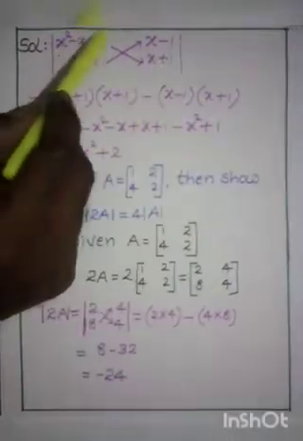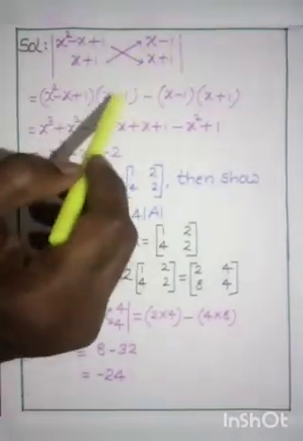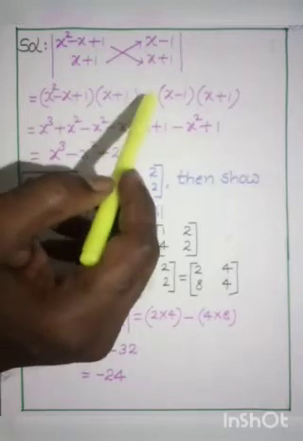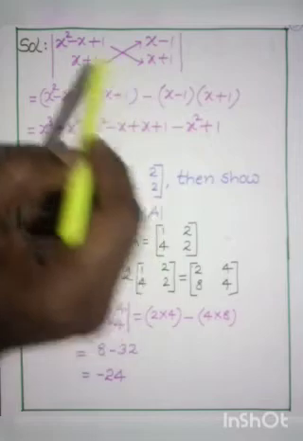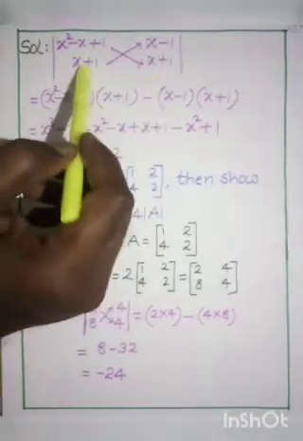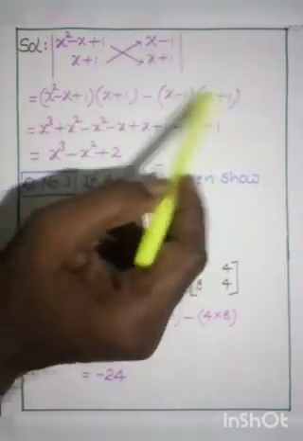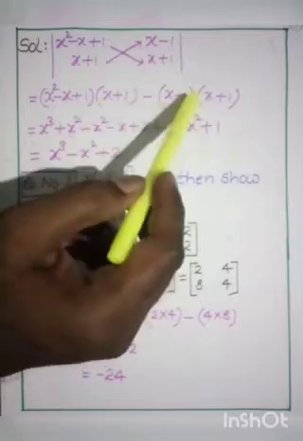x square minus x plus 1 into x plus 1. This is the first term. We keep a minus sign before writing the second term. This number into this number, that means x plus 1 into x minus 1. This is the second term. Understood this step, my dear children?